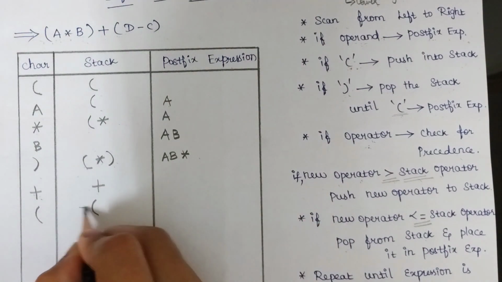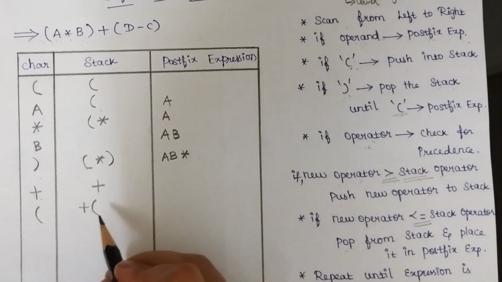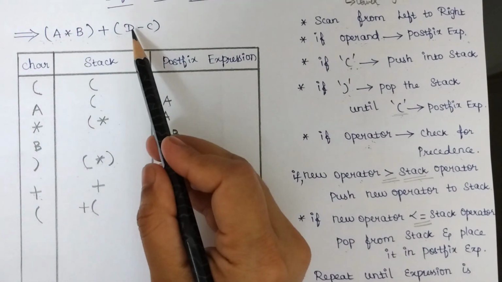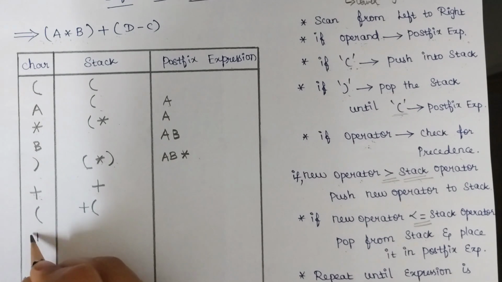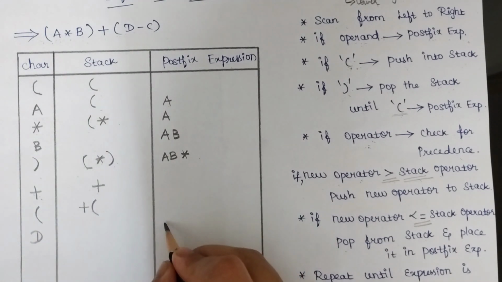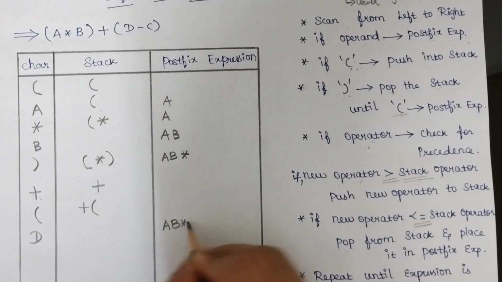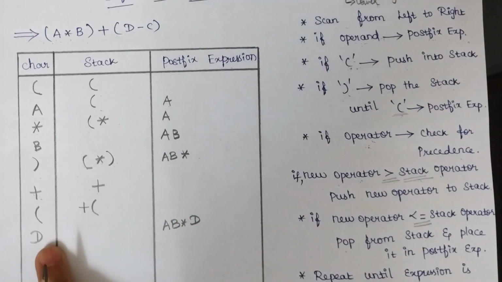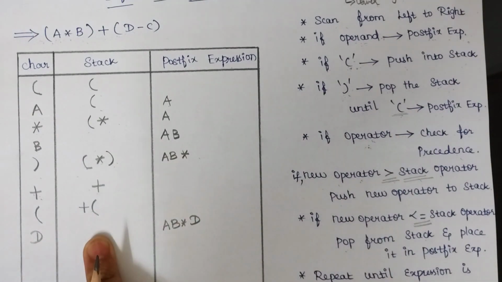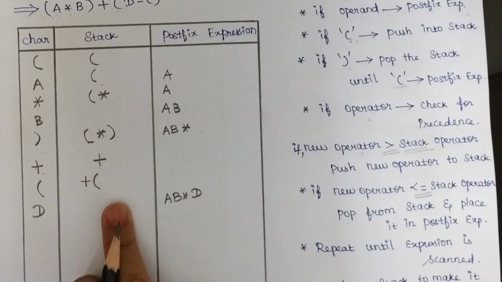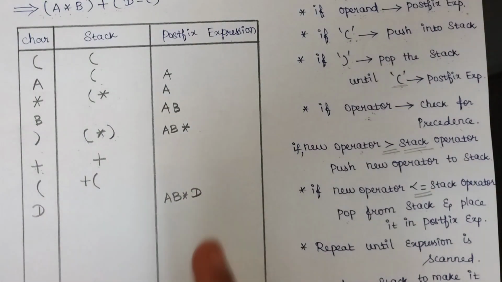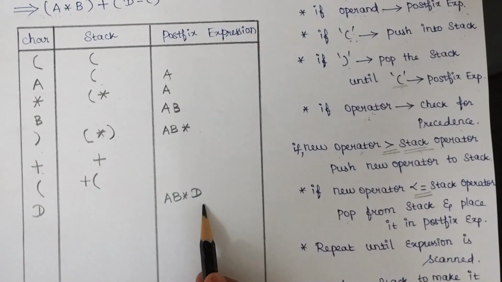Before this open parenthesis, we already have plus. Right? And what is the next character you have? The next character is D. D is an operand. So you need to add this D into the postfix expression because this is an operand. If it is an operator, check for the precedence and decide whether to push or to pop from the stack. Okay. If it is an operand, directly add it to the postfix expression.